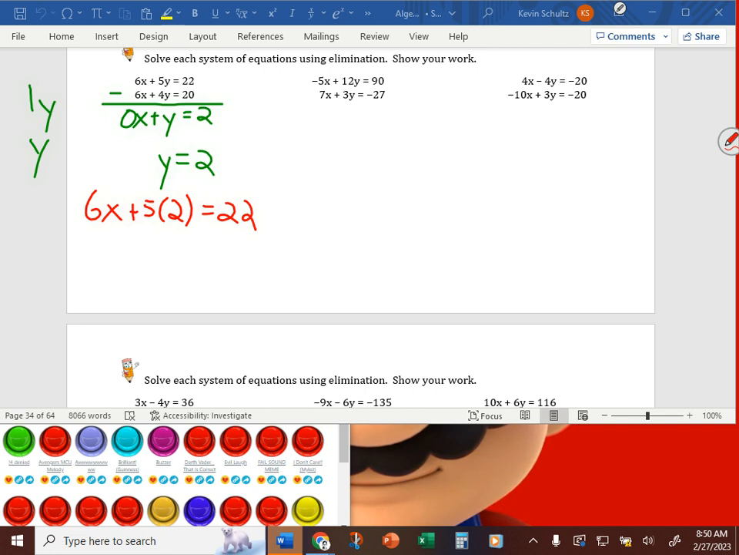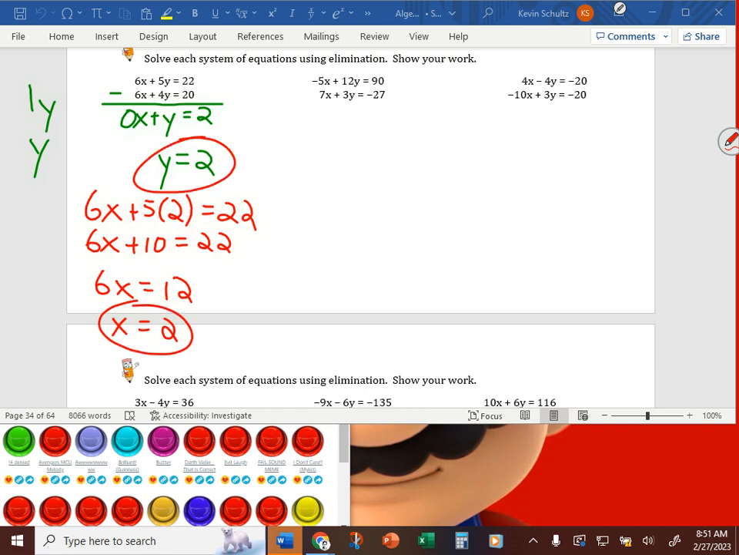So 6x plus 10 equals 22. Subtract 10 from both sides. 6x equals 12. Divide by 6. X equals 2. Did you do the last one? Yes, we will get to all of them.